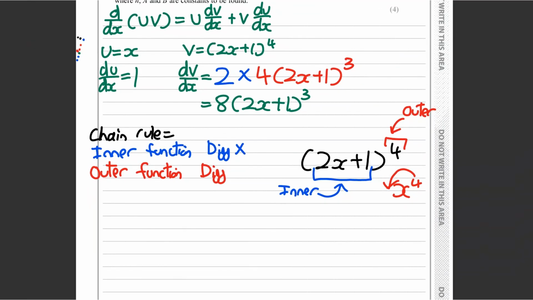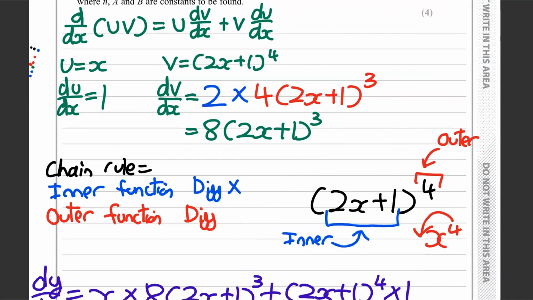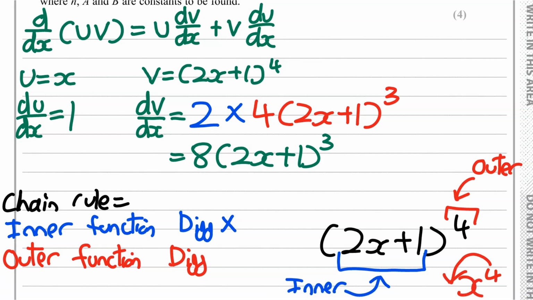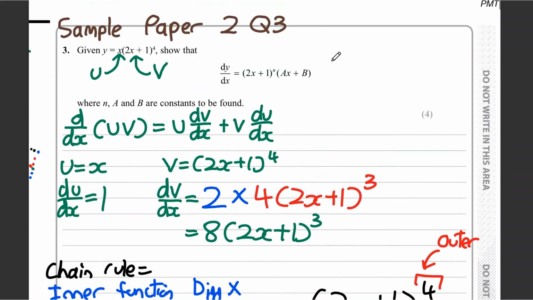So therefore, if we use the formula for the product rule, this is going to be dy over dx is equal to u, which is x, multiplied by dv over dx, which is this 8(2x plus 1) to the power of 3, plus v, which is this (2x plus 1) to the power of 4, multiplied by du over dx, which is 1 like this here. Okay, so we need to simplify this here, and we need to write it in this format here.